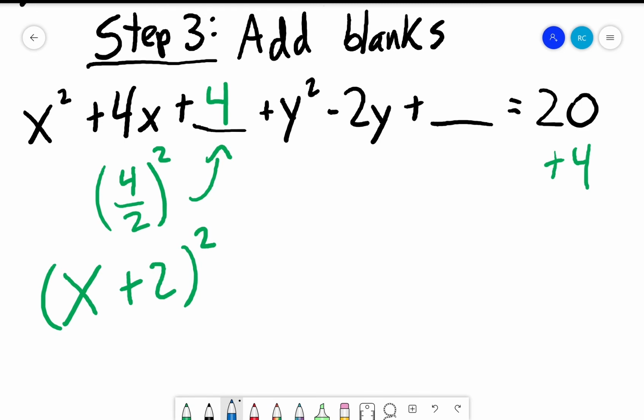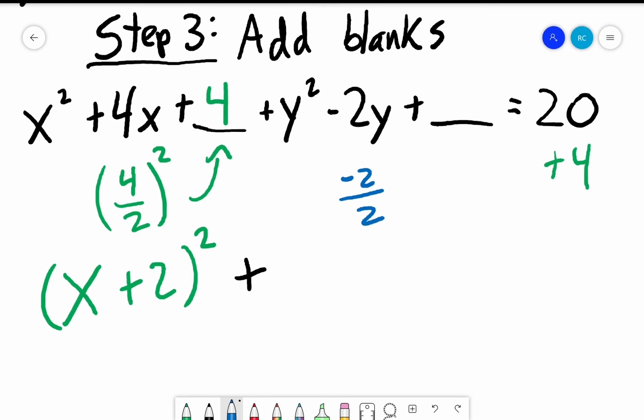Now let's turn our attention to the y's. Forget the x's, they're done with, we're there. Let's turn our attention to the y's. Exact same process. Our linear value is negative 2y, so we're going to take that coefficient negative 2.